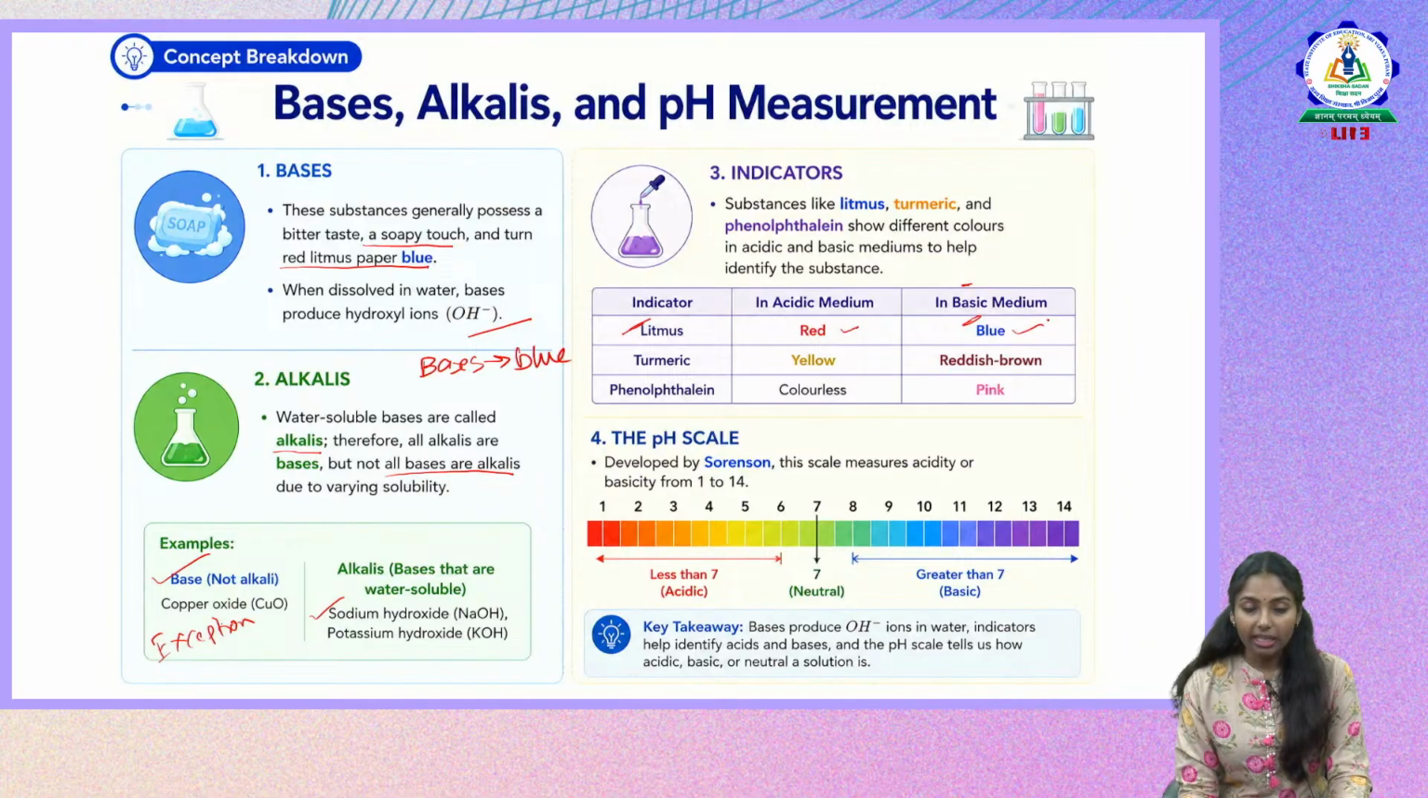In case of turmeric, in acidic medium it is yellow in color, and in basic medium it becomes reddish brown. Even when you wash your clothes, if any turmeric stains are there, they turn reddish brown. You can remember it that way. And phenolphthalein is another indicator which stays colorless in acidic medium but becomes pink in basic medium. So these are a few of the things that we have to remember in case questions are asked.